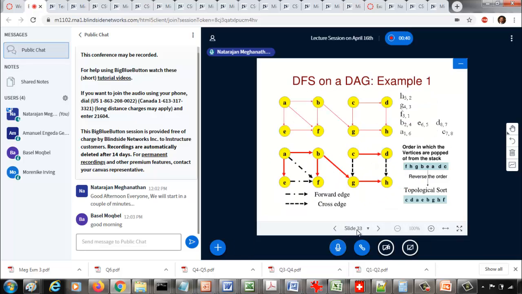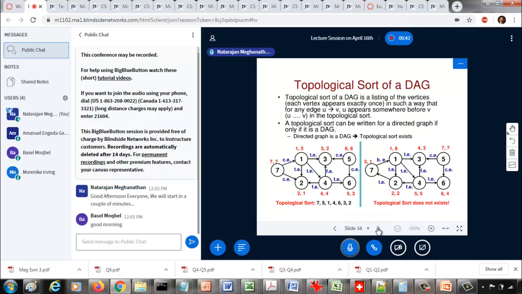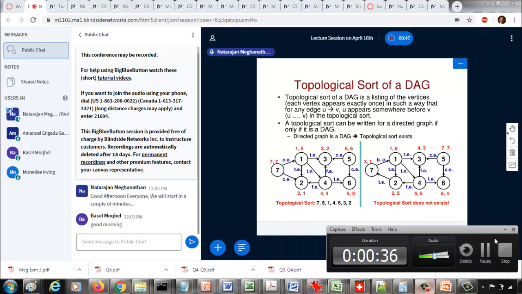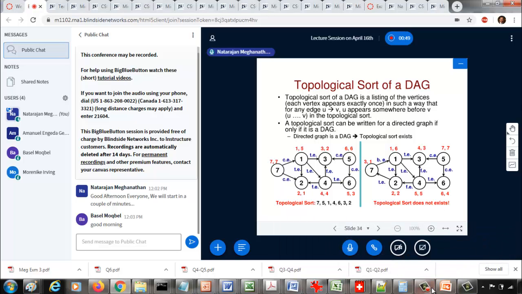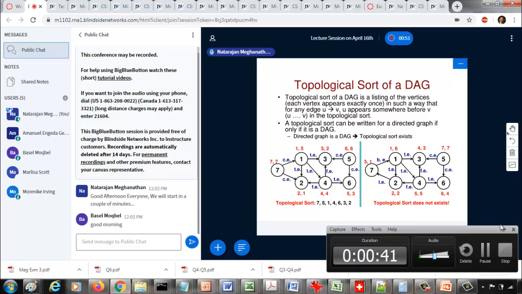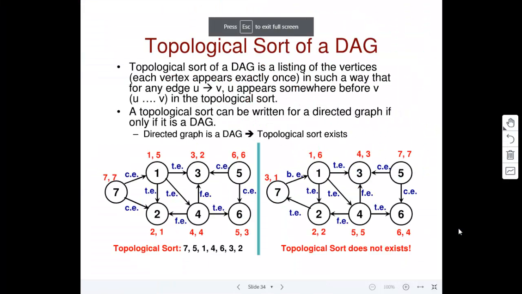Okay, so last time we were looking at this topological sort algorithm on a DAG. So let us go through one more example and then we'll move on. Okay, so again, what does topological sort mean? You could get a topological sort of the vertices, that is, a listing of the vertices in a certain order, only if the directed graph is a directed acyclic graph. Meaning the directed graph should not have any cycle.